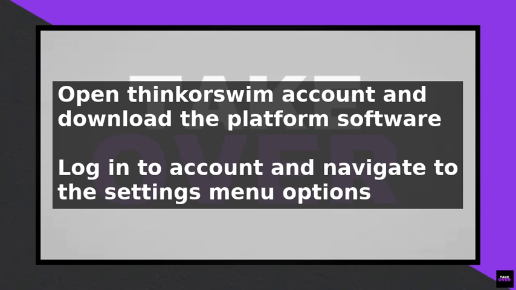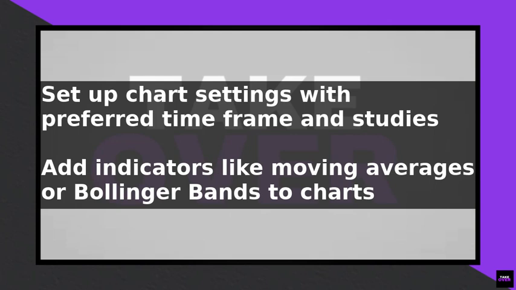Next, set up your chart settings by clicking on the chart settings icon, which is usually represented by a small gear. In the chart settings menu, select the time frame you want to use for scalping, such as 1 or 5 minutes. You can also add studies and indicators to your chart, such as moving averages or Bollinger Bands, to help you make trading decisions.